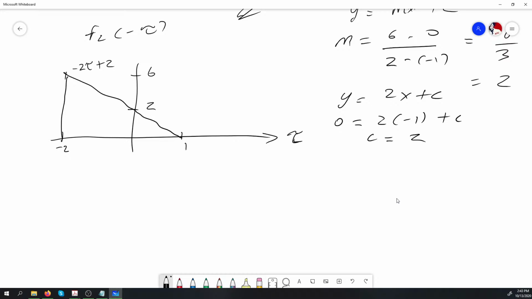We know the gradient is going to be minus 2, because it's going from the upward direction to the negative direction. So y is equal to minus 2x plus c, and let's substitute in values: y is 0 and x here is going to be 1, minus 2 plus c. So c here is going to be 2. Alright, so I was wrong with the equation of the line, which means the entire equation is going to change accordingly.